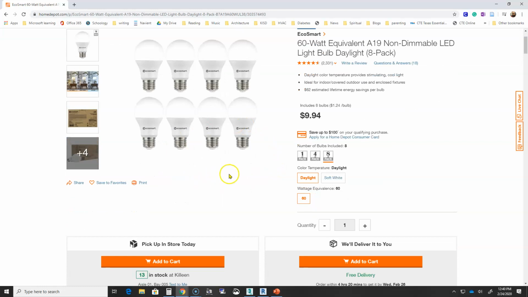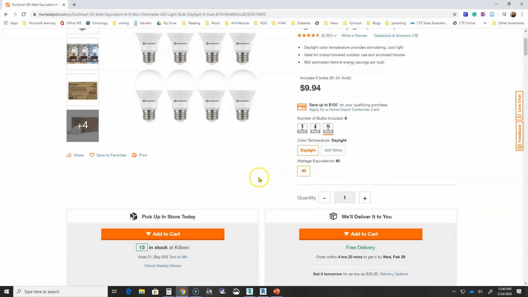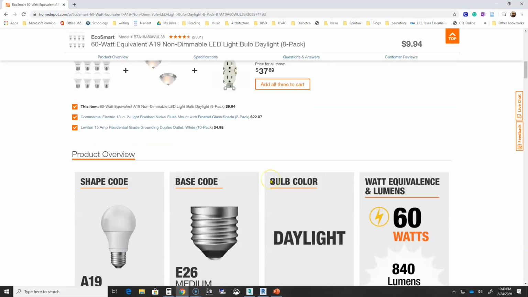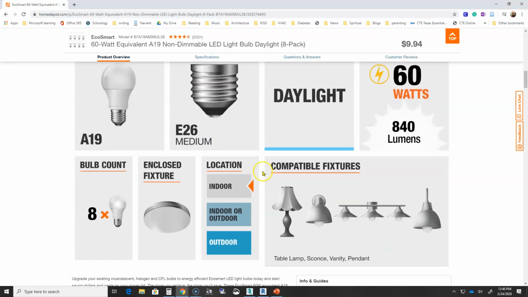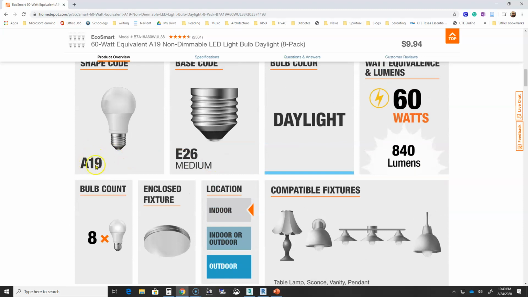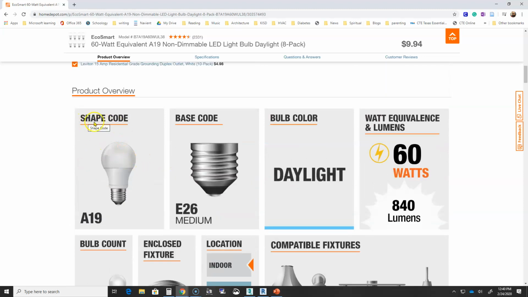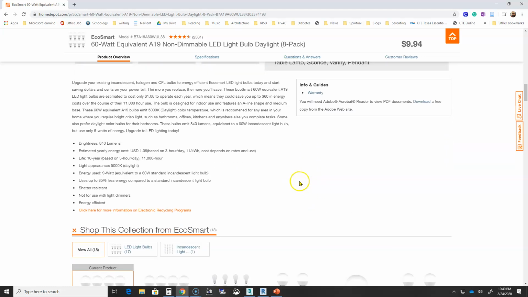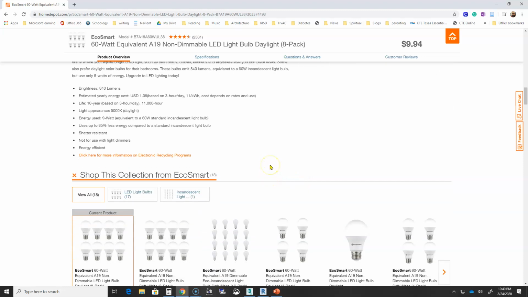So we're going to look at these LED, call them Eco Smarts. And I'm going to get down here to the specifications and see if that is in fact that A19. Actually, that's a shape code, so I was incorrect. But it will tell you somewhere, even on the package itself, how many actual watts it burns. It's a 60 watt equivalent, but it'll tell you how many actual watts it burns.